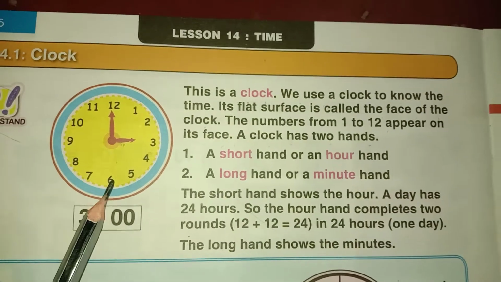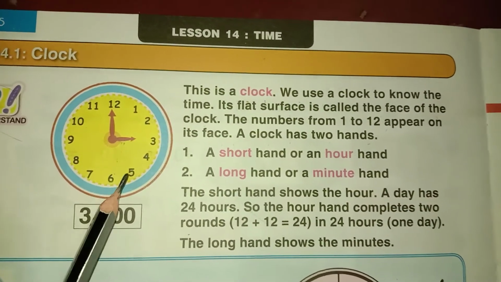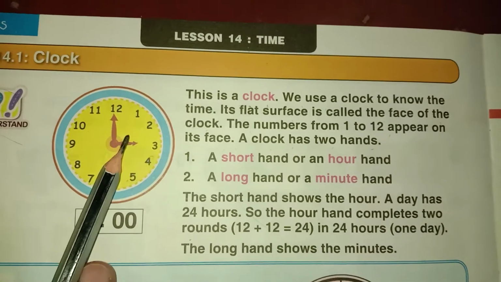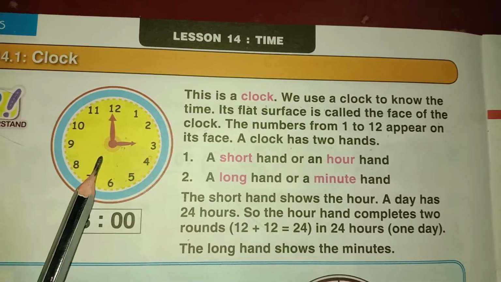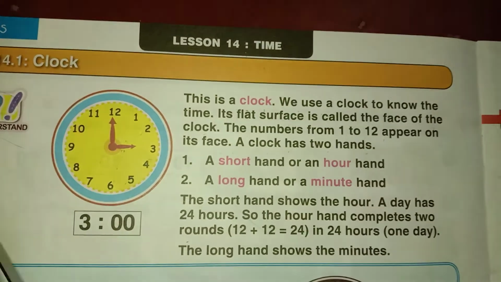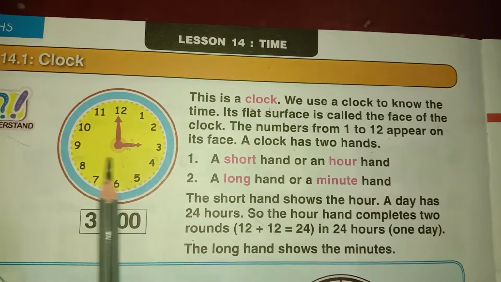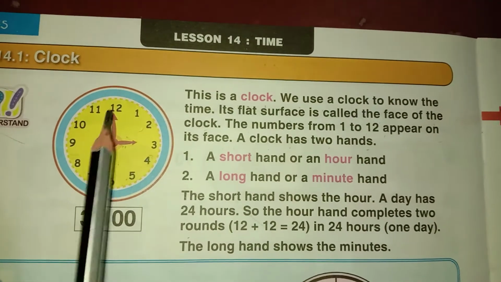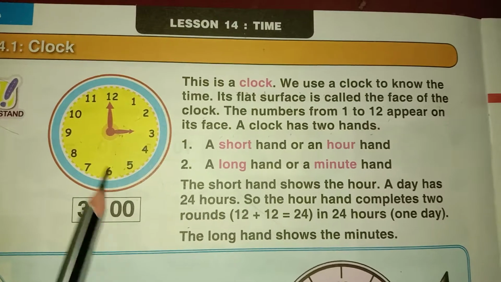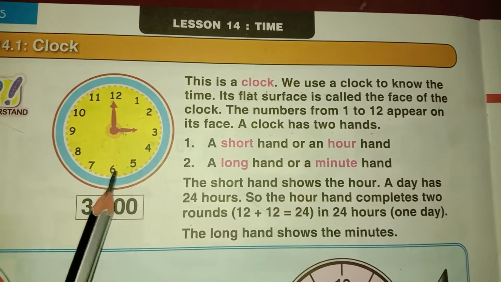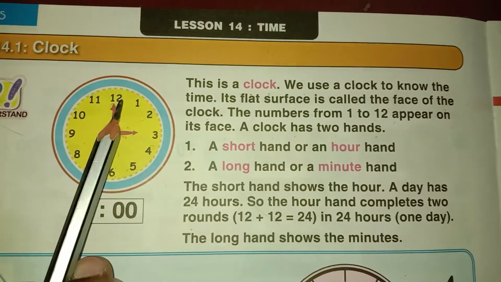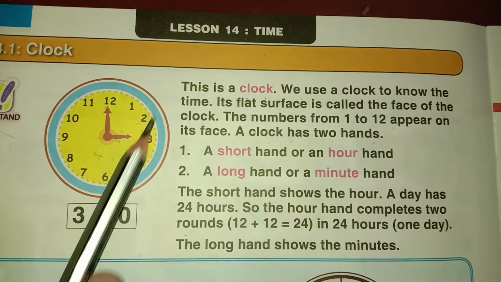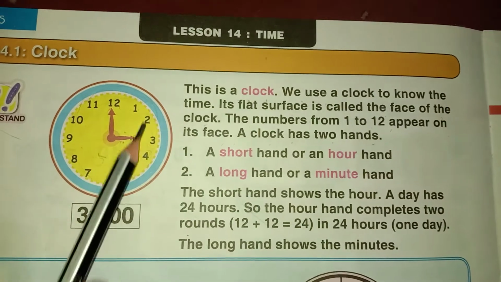First, you know the clock in every home. There is a wall clock. Understand? In that clock, there is a flat surface. This flat surface is called the face of the clock. And the numbers 1 2 3 4 5 6 7 8 9 10 11 12 appear on its face. Okay, the face of the clock.